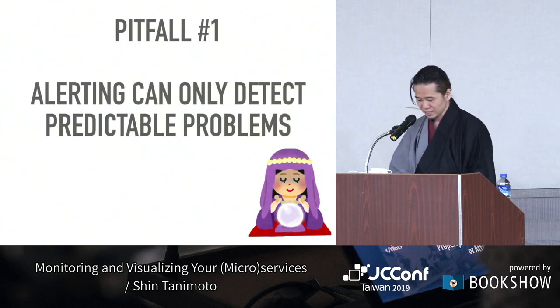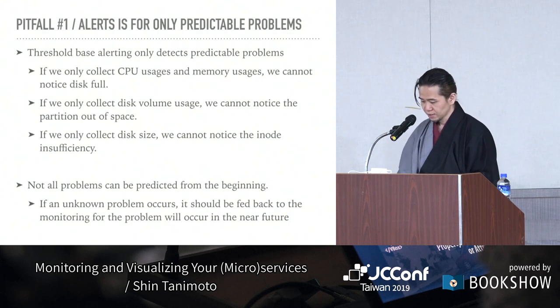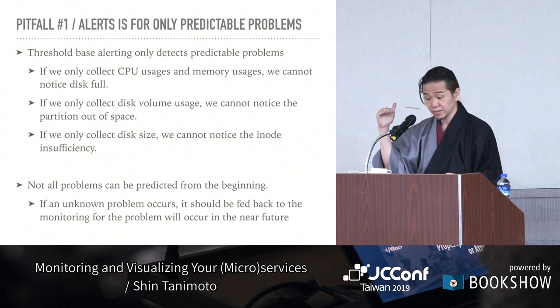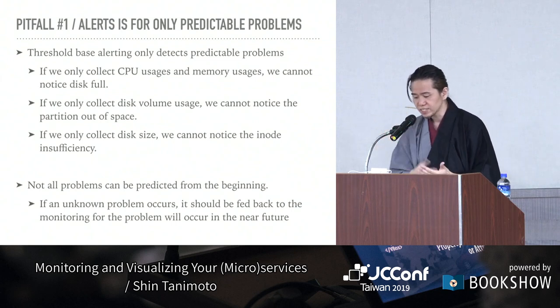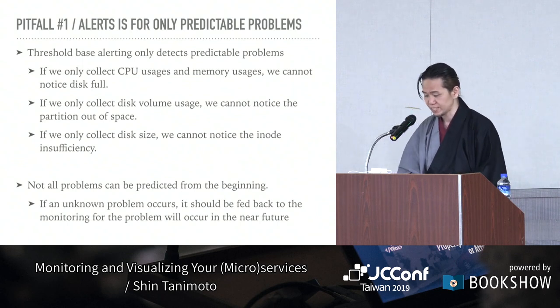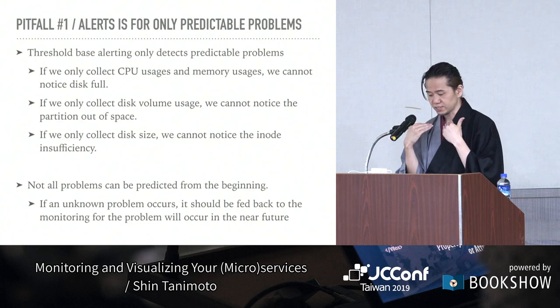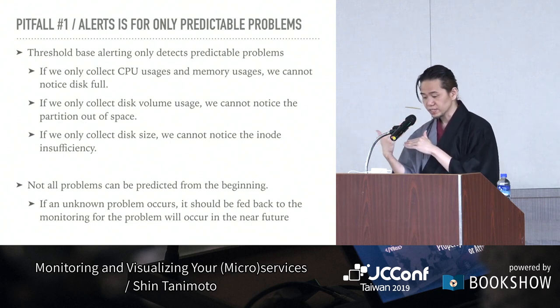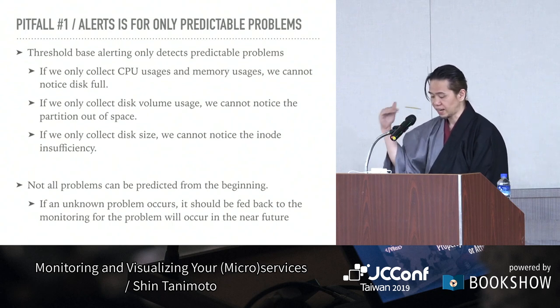And I want to talk about the pitfalls. Alerting can only detect the predictable problems. Please be careful that threshold-based alerting can detect only the problems we already know or can predict. If we do not collect disk usages, of course we cannot detect high disk usages.